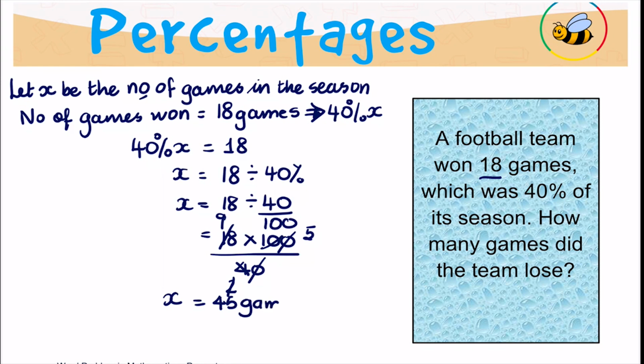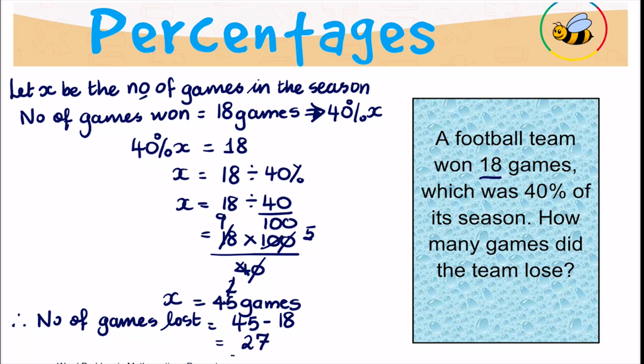So now we have the total number of games played. Therefore, number of games lost will be equal to 45, the number of games played, minus 18, the number of games won, you would have 27 as the number of games that were actually lost.